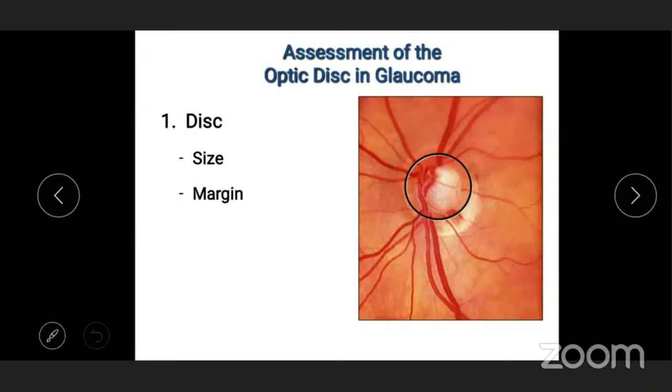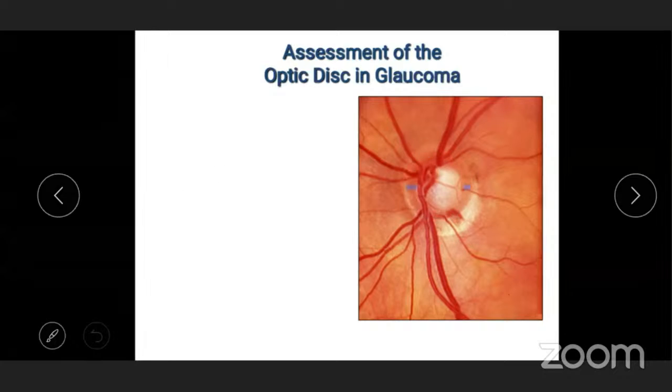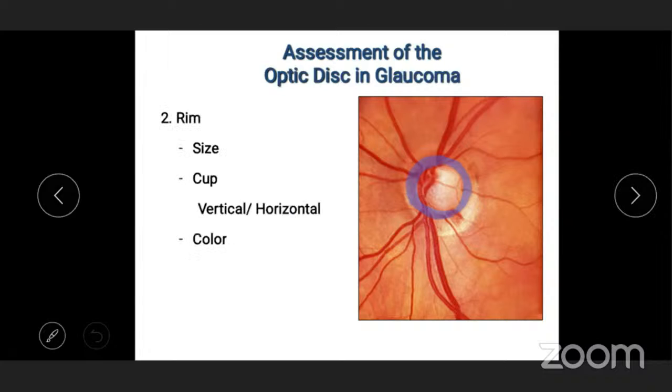So the first thing to look at is the disc size and the margin. And this is very easy. Usually the size of the disc, as we know, is about 1.5 millimeters, and this can be measured with the slit-lamp measuring tools which are available. Once you've done the disc margin and size, the next thing to look at is the rim. Then, based on the disc and the rim, you calculate the cup. So the cup actually is the third thing to look at. The vertical one is the most important one in glaucoma. Keep that in mind more than horizontal.